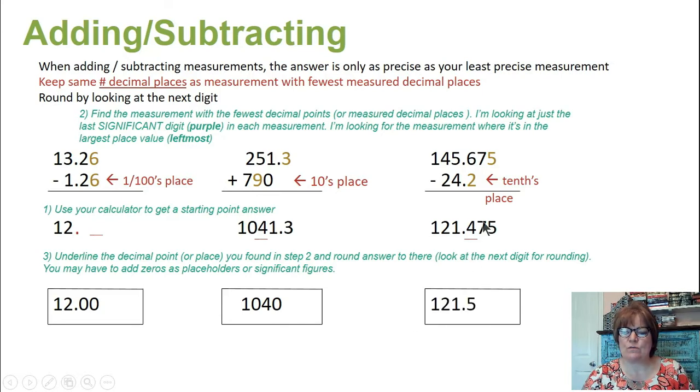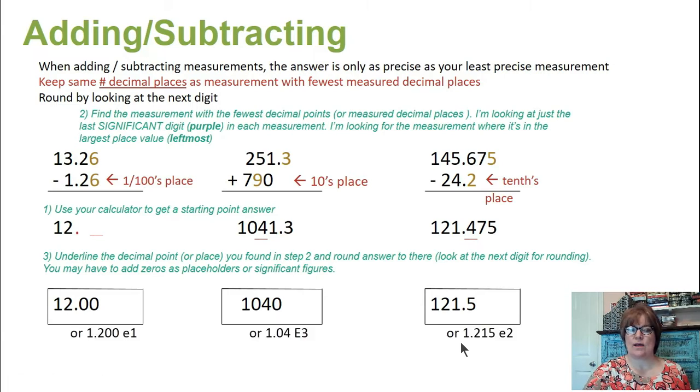And that becomes 121.5. Remember, we do look at the next digit. If it's 5 or higher, we're going to round this up, and that's what we did in this case. So that's what it looks like for adding and subtracting. I could also write these in scientific notation. That works as well. This ends up being more helpful when I'm doing multiplying and dividing, but it's still useful. Remember, I can use that E to indicate the size of the number.